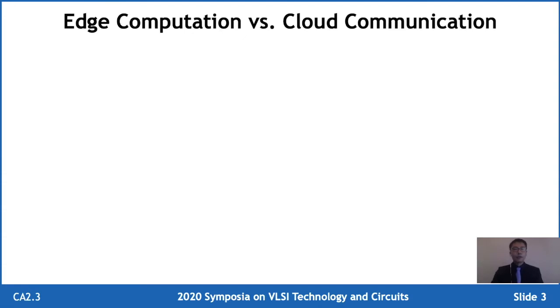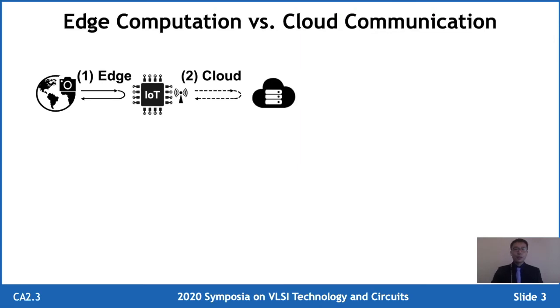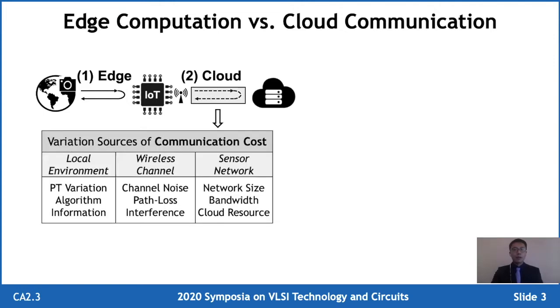Conventionally, wireless image processing IoT device design can choose either to process image locally on the edge or transmit the data remotely to the cloud. To choose the right strategy, the quantitative information of relative communication cost versus computation is required in design stage. However, in the real environment, communication cost is not constant. Variations in local environment, wireless channel, sensor network, and so on, all play important roles in how much energy and latency it takes to transmit the data.